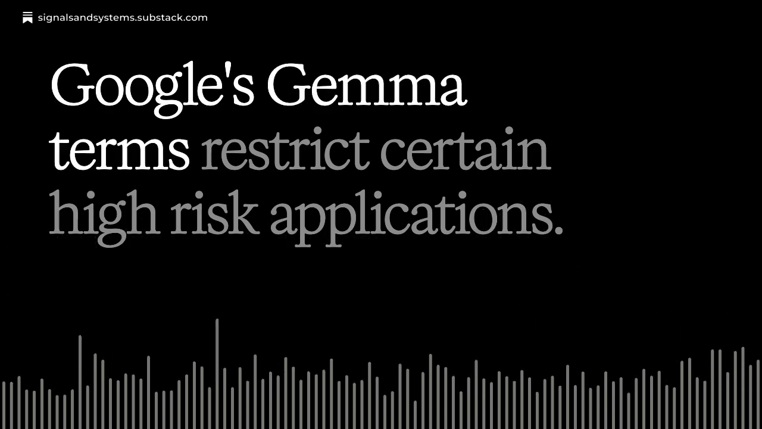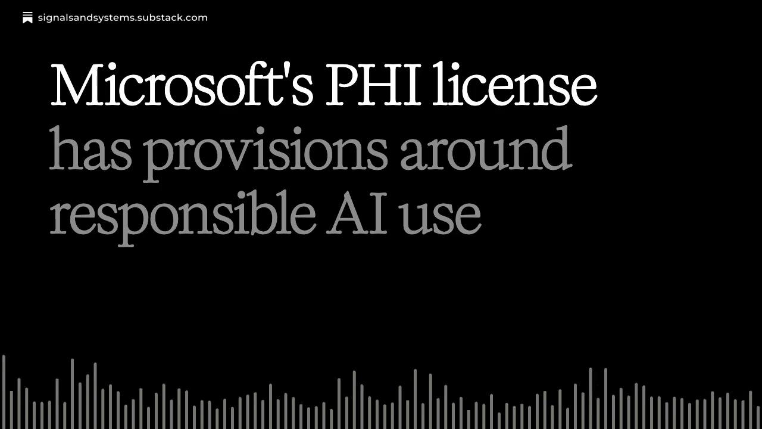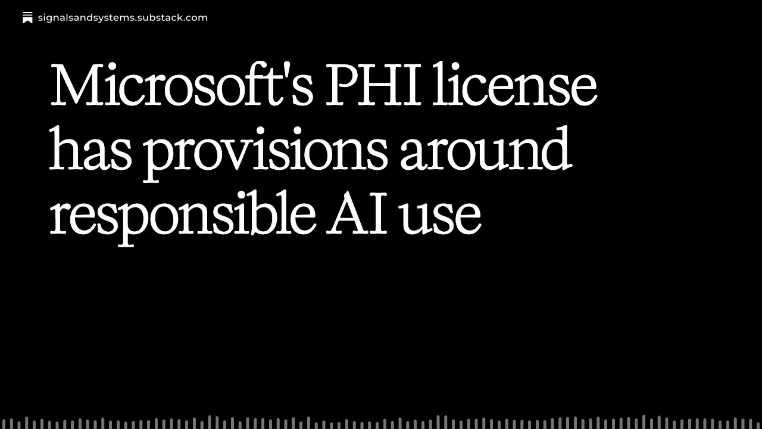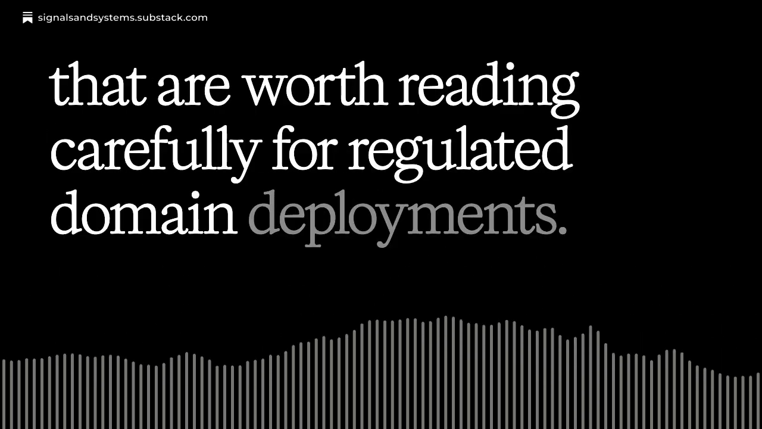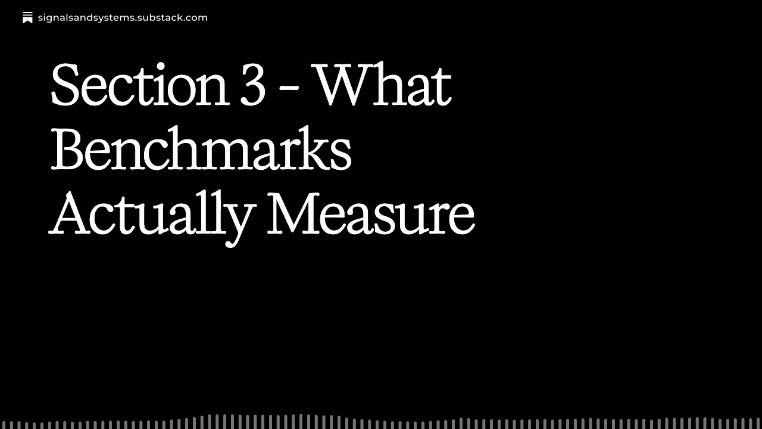Google's Gemma terms restrict certain high-risk applications. Microsoft's Phi license has provisions around responsible AI use that are worth reading carefully for regulated domain deployments. Section 3. What benchmarks actually measure.